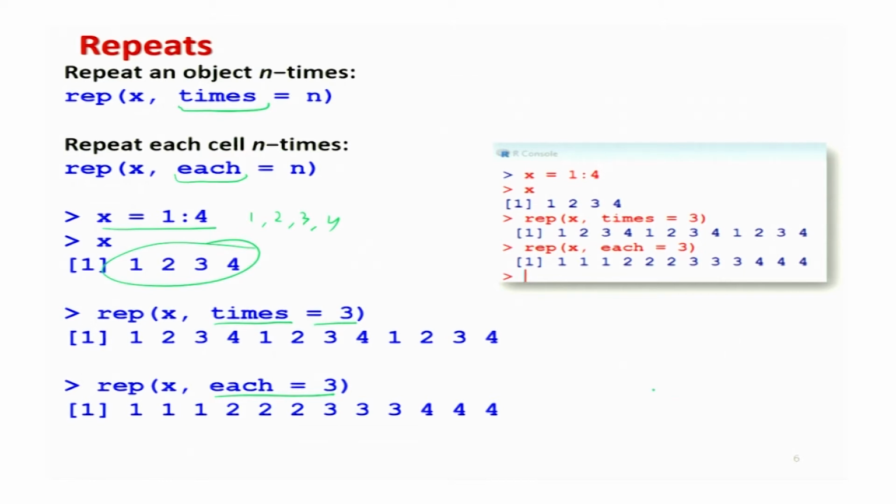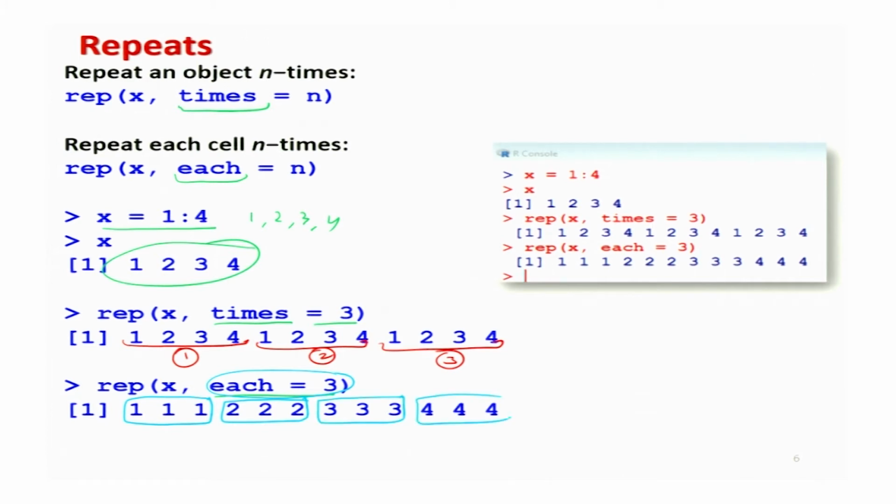When I use the option times, you can see the repetition 1 time, 2 times and 3 times. So the entire sequence is repeated 3 times. Now I use the option each, each equal to 3. What will happen is that the element in the first cell of the data vector, which is 1, is repeated 3 times, 2 is repeated 3 times, 3 is repeated 3 times and 4 is repeated 3 times. So you can see how their outcomes differ, and this is the screenshot of the same operation.